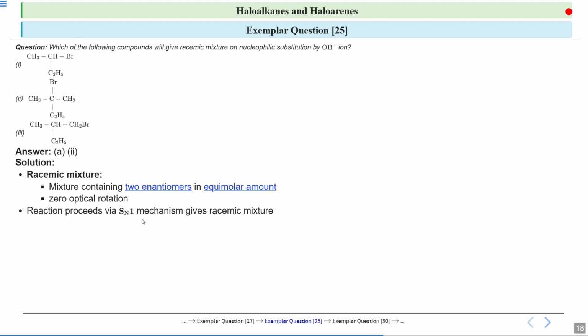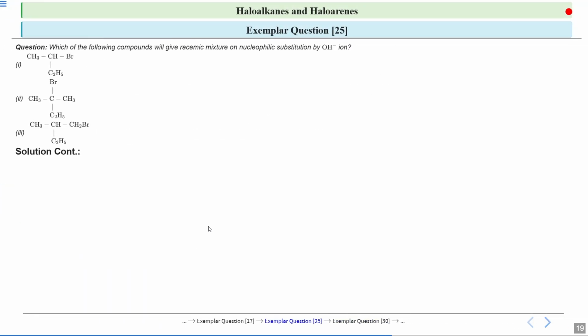This reaction will proceed via the SN1 mechanism and will give a racemic mixture. So this is the concept given, that in the SN1 mechanism we obtain a racemic mixture. The substitution nucleophilic unimolecular mechanism gives us a racemic mixture of the products. Now we will see in which case the SN1 reaction happens, and what is the order of reactivity with which compound.